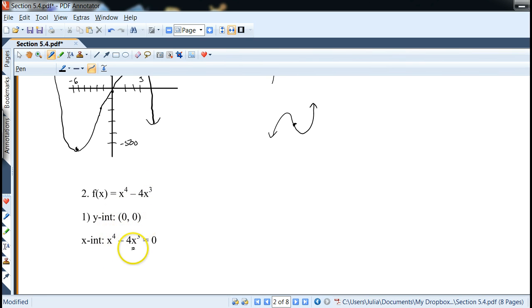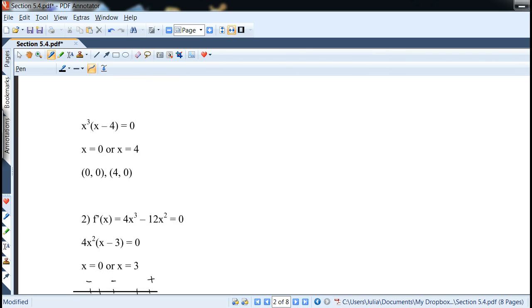X-intercept, we can actually factor here. In fact, I pulled out x cubed, I believe that was the largest. And we end up with x minus 4 equals 0. So x equals 0, which is usually 0, 0 is both x and y-intercept, or 4, 0.